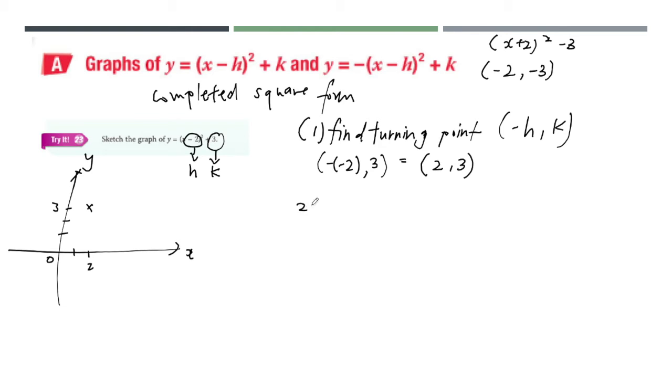Next, decide whether your graph is a smile or a frown. So you look at this question. This is x minus 2 squared. If I expand this bracket, my x is just x squared. It's a positive x squared, so it's going to be a smile. Of course, you can draw it nicer on graph paper.